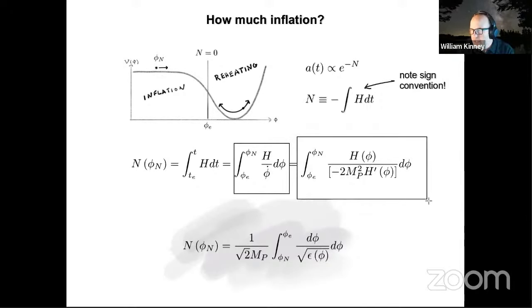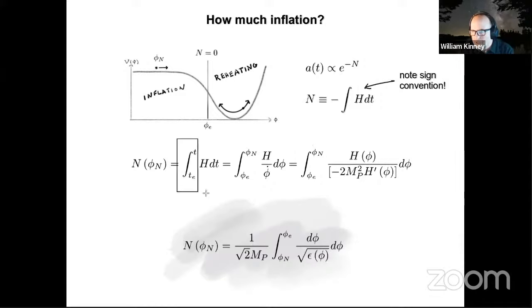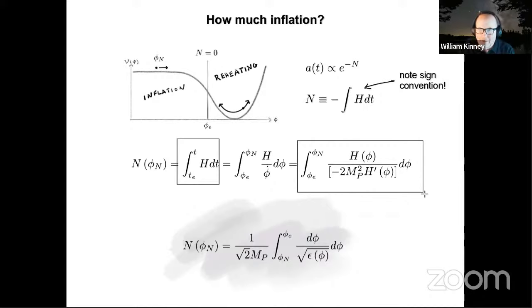And then I can write this in the Hamilton-Jacobi formulation. As long as the field evolution is monotonic, I can write phi dot as a function of phi. I can use the Hamilton-Jacobi equation to write phi dot is equal to minus 2 M Planck squared H prime. That's the second Hamilton-Jacobi equation. So now what I have is an integral that was this integral H dt, converted by assuming monotonic field evolution into an integral in terms of the scalar field.